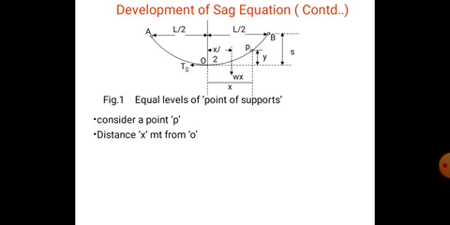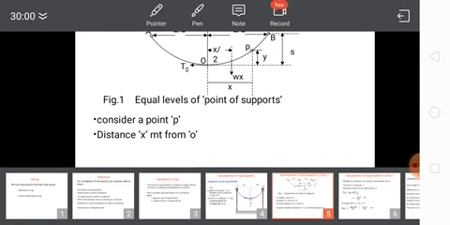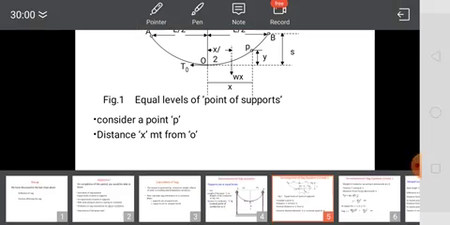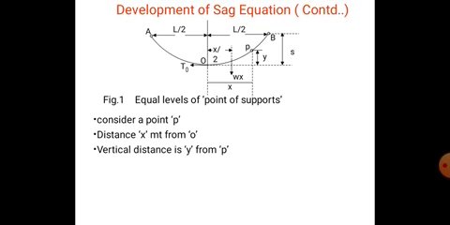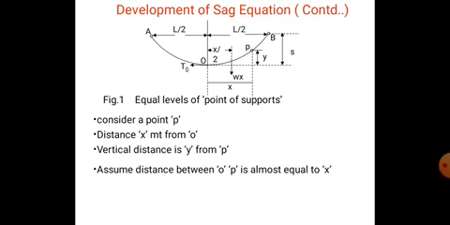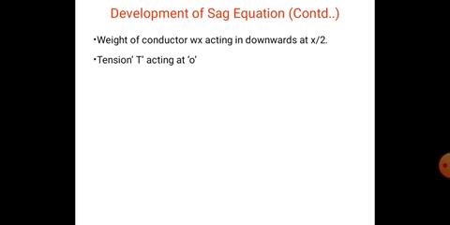Consider at point P the distance x meters from O, and the vertical distance is y from P. Assume the distance OP is almost equal. The curvature OP is almost equal to the horizontal plane, that is x. Here the weight of the conductor Wx acts downwards at a distance x by 2. The weight of the conductor is acting as Wx.